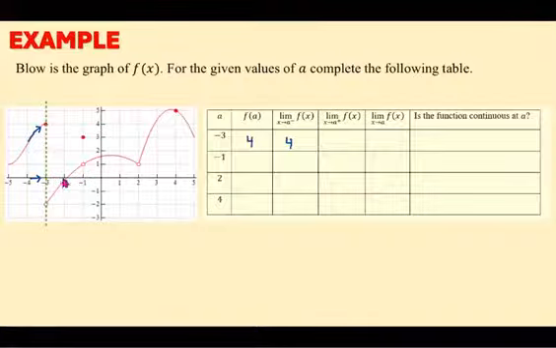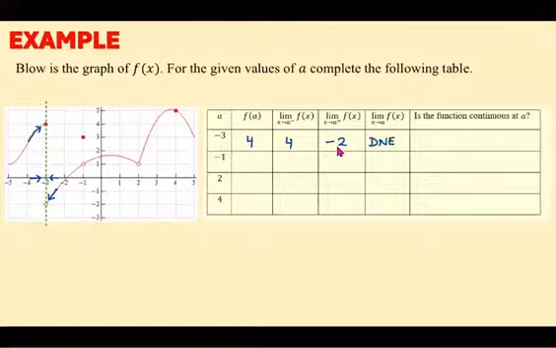Now let's look at the right-hand limit. If we go from the right towards -3, you'll see that the graph is going in that direction, down there, whose corresponding value is -2. So the left-hand limit is 4 and the right-hand limit is -2. So the left-hand limit and right-hand limit are not equal, so the function is not continuous.